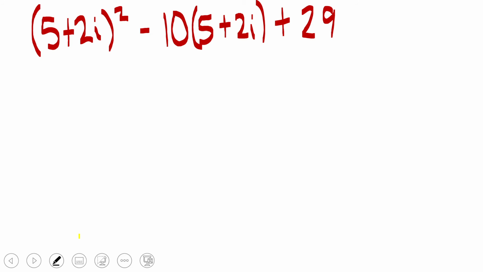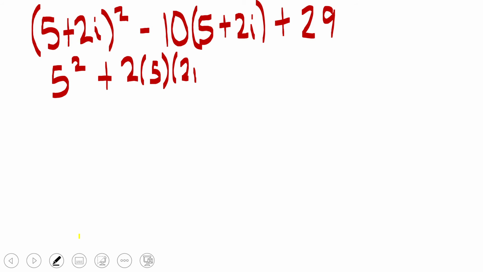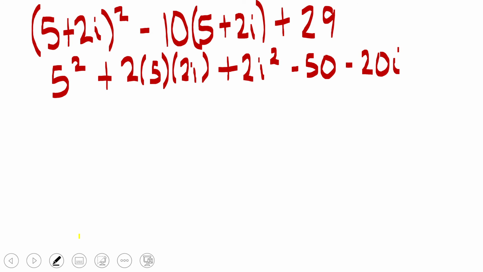Go through and start simplifying across. We're going to have 5 squared plus 2 times 5 times 2i plus 2i squared minus 50 minus 20i plus 29.